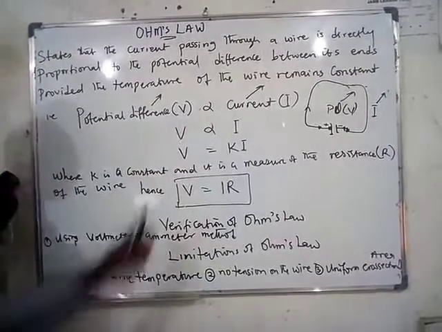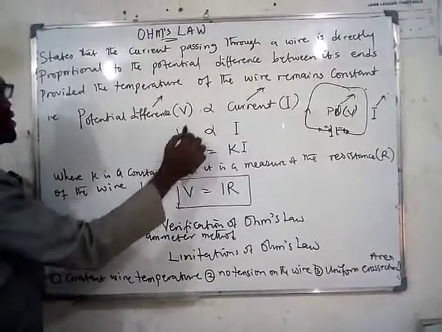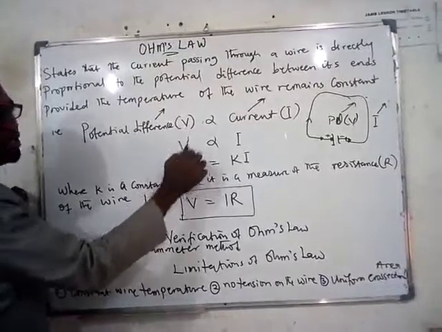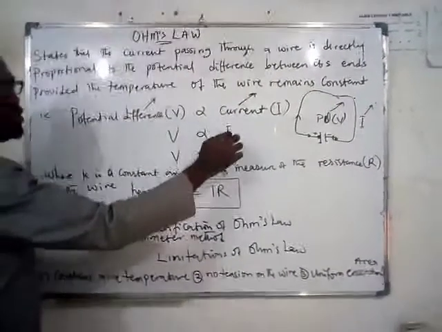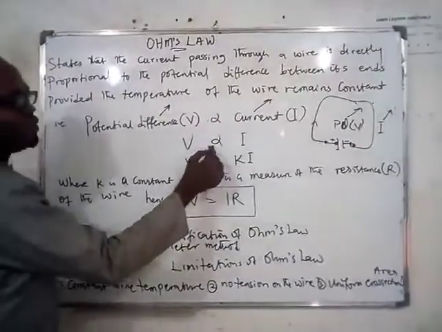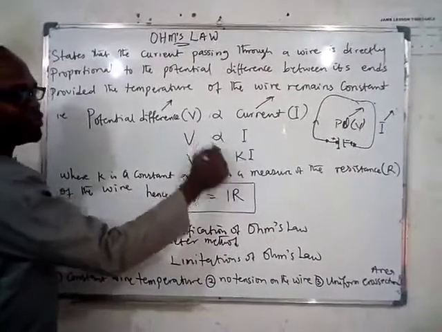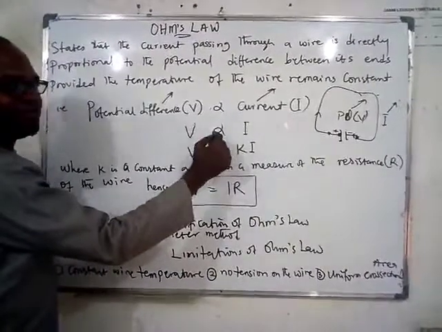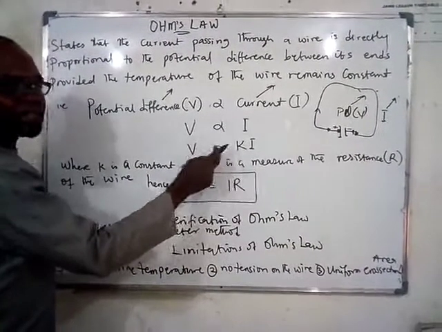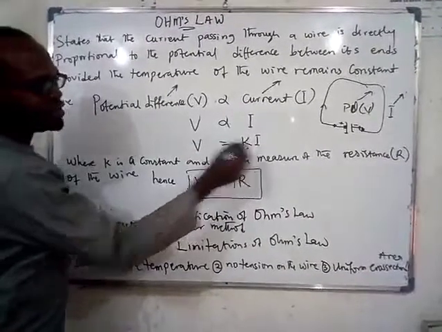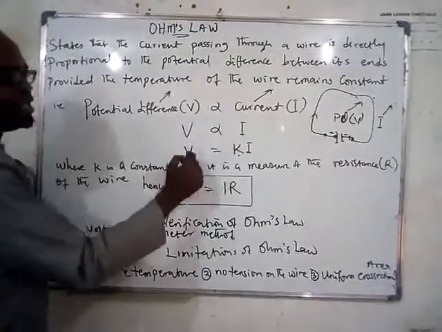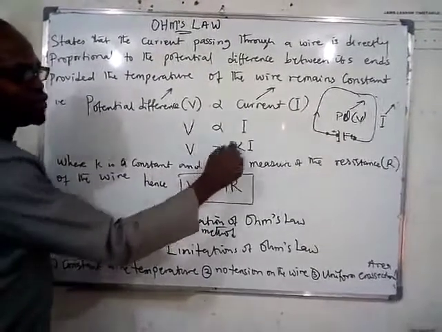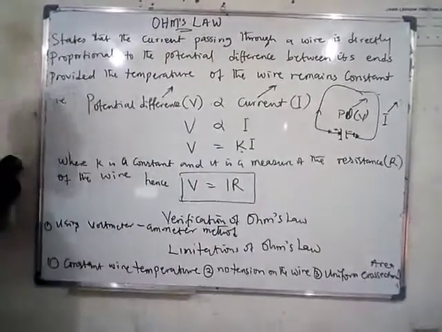Is that clear? Now, potential difference is measured in volts, is it not? And is represented by V. It is directly proportional to current, I. Now, if you want to replace this direct proportionality with an equal to sign, you have to introduce a constant, K. So that you can now say that potential difference V is equal to K I, where I is current.